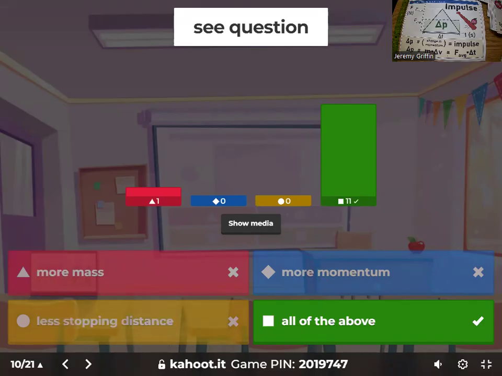So force could be mass times change of velocity divided by the stopping time. It looks a lot like Newton's second law of motion. M times delta V over delta T. That looks like F equals ma. Right.